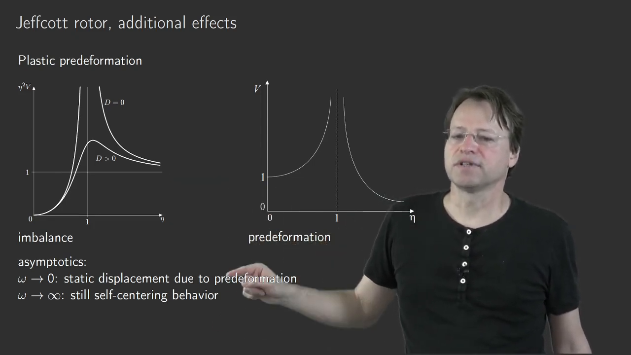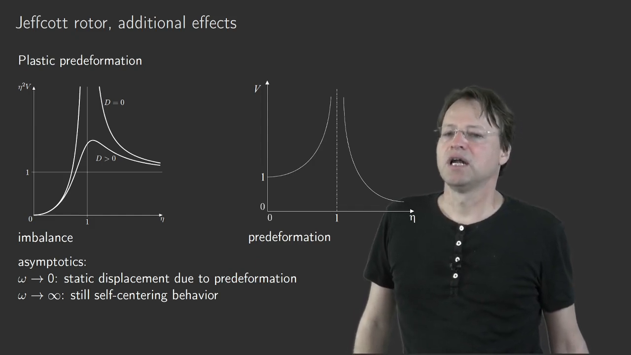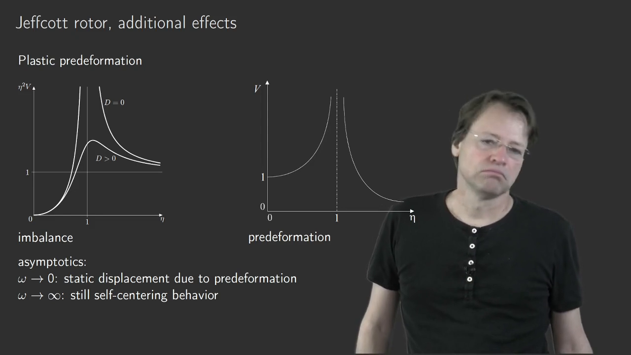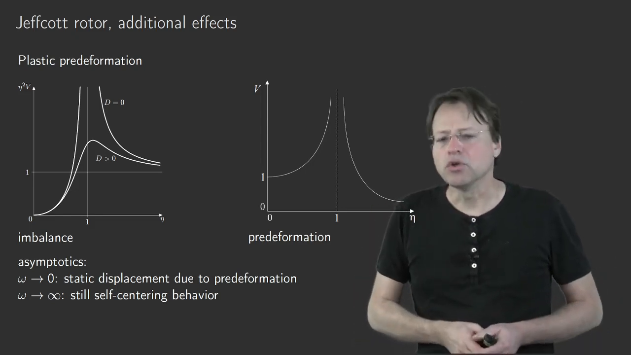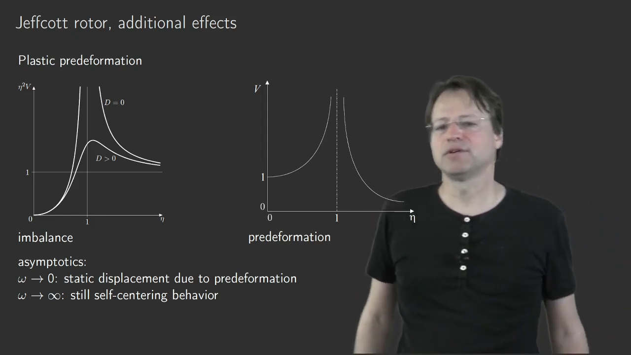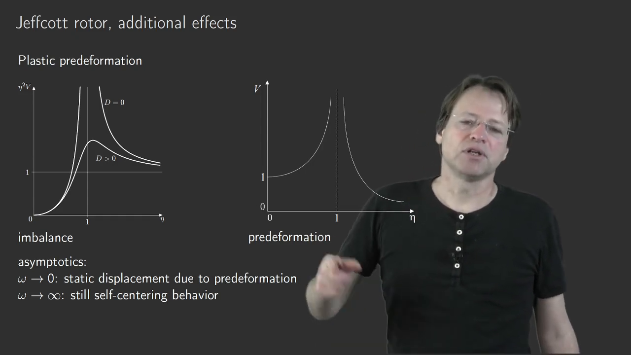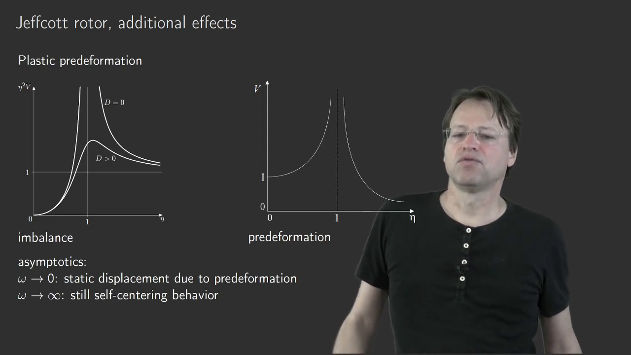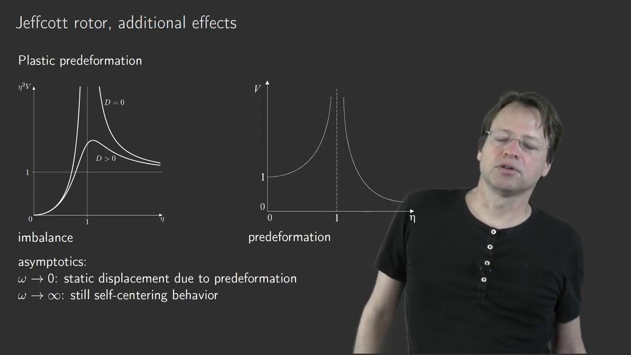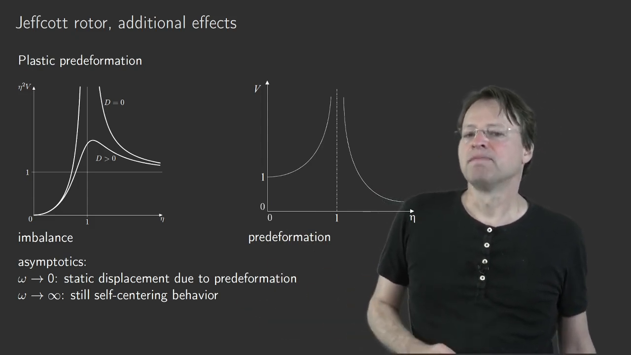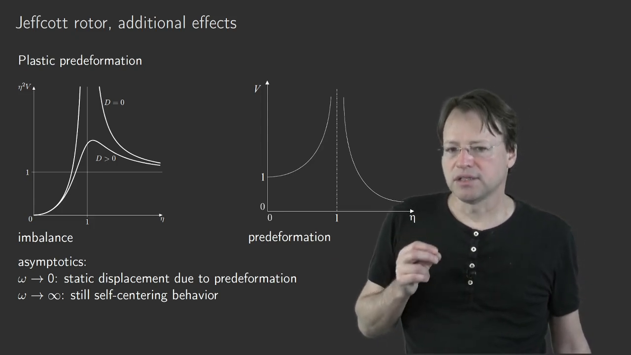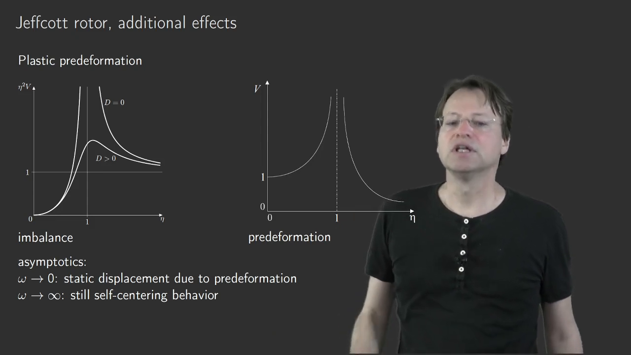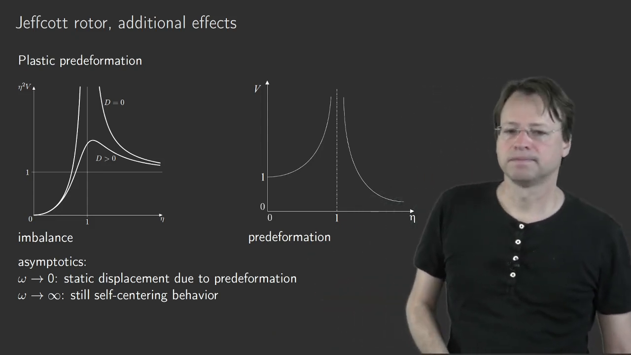So we still have a self-centering behavior when it comes to plastic pre-deformation. So basically, there is not much change if we take plastic pre-deformation into account. Just let me remind you that you can determine the amount of plastic pre-deformation for low-speed rotors, and it will be present in low-speed rotors. For high-speed rotors, due to the self-centering behavior, you can neglect this effect.